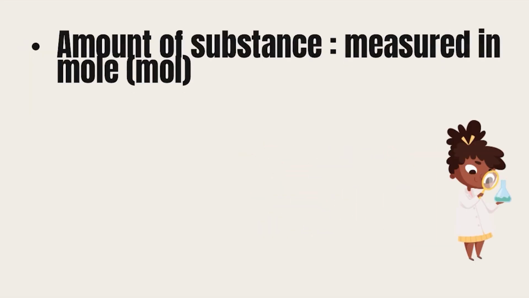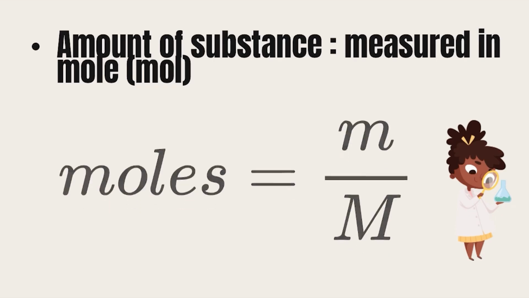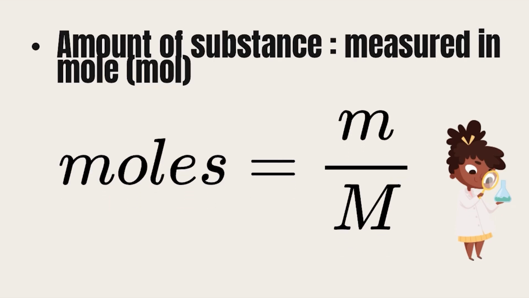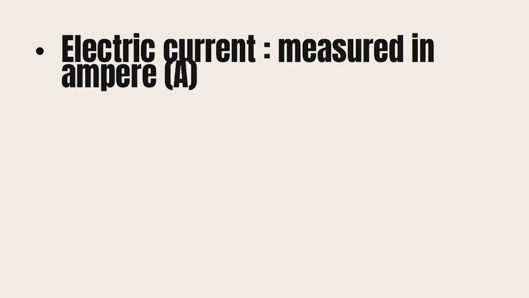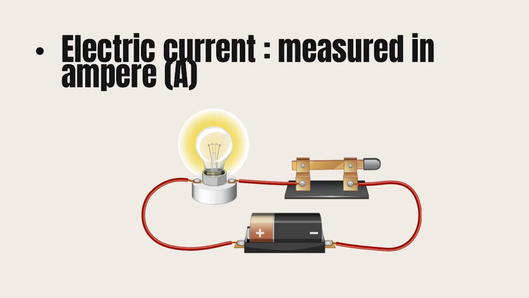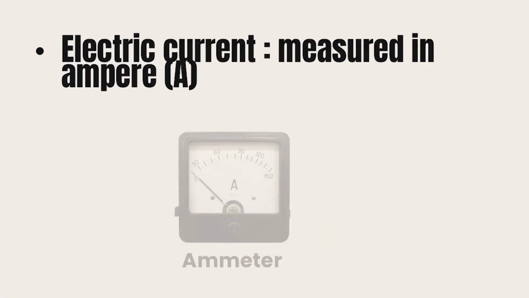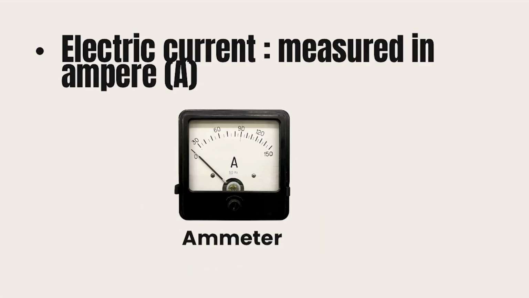Amount of substance. Amount of substance is measured in mole. There is no equipment used in measuring amount of substance, but it can be calculated using the formula moles is equal to mass over molar mass. Electric current. Electric current is the motion of charges and is measured in ampere. The equipment used in measuring electric current is known as the ammeter.